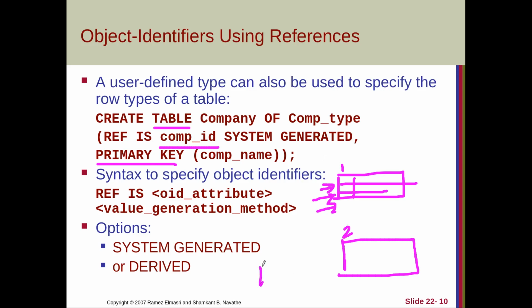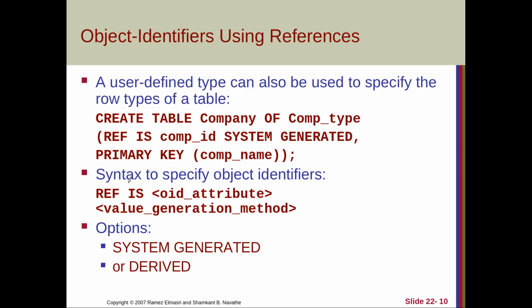Now if you create one more table with this company type, it will be given another identifier, maybe 3, which will be created automatically by the system itself. So that is why system generated is given. Okay, so you can see how we can specify this object identifier. We will see the reference is object ID attribute.